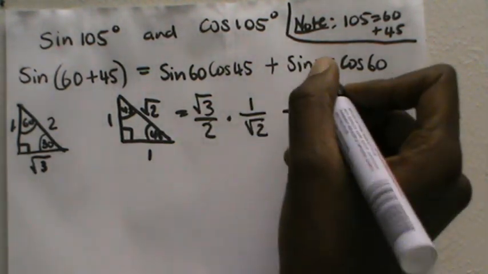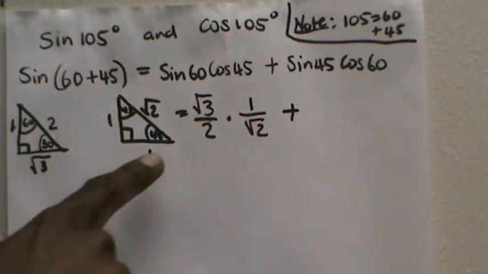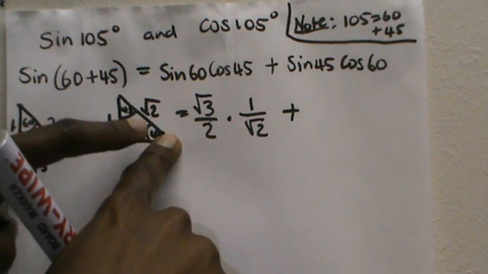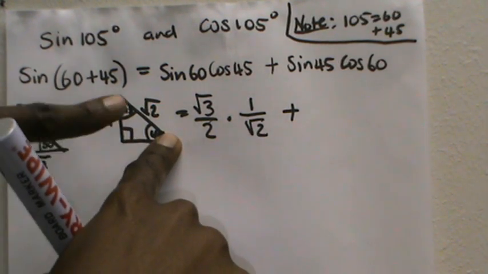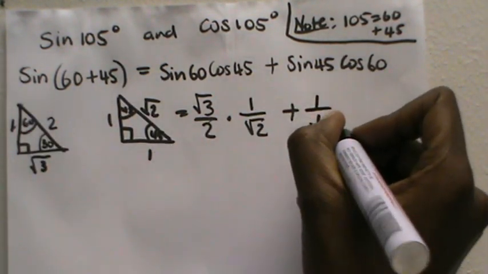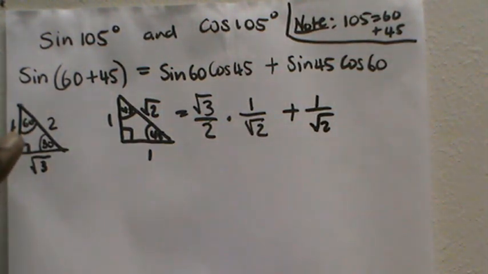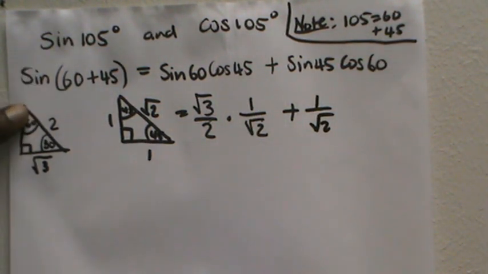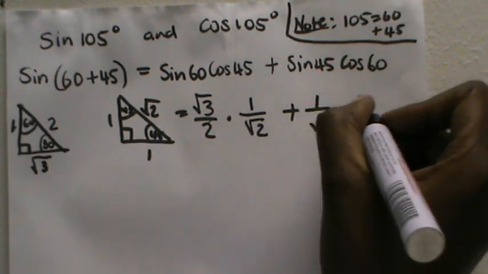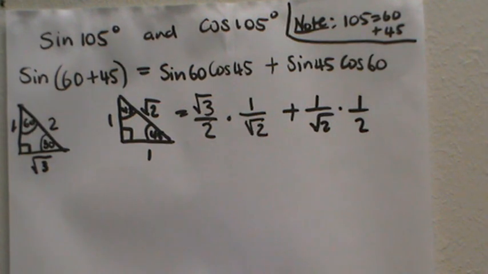And then sine of 45, I'm in this triangle. Sine is, if my 45 is here, the opposite over the hypotenuse, so it's 1 over square root of 2. And then cos of 60, I'm in this triangle, so 60 is here. Cos is the adjacent over the hypotenuse, so this is what I have. Okay, so we know how to work out surds.